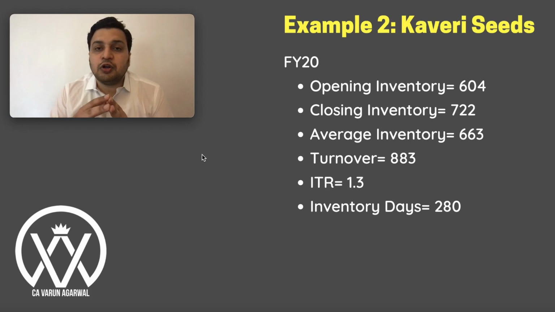Coming to the next example of Kaveri Seeds, opening inventory was about 600 crores, closing about 722. Average was about 663. Turnover is about 883 crores, so the ITR comes to just 1.3. And inventory days are as high as 280 days. So this shows that the company's inventory is not even moving 2 times in a given year, and the company has to keep a stock of about 280 days anytime in the warehouse.